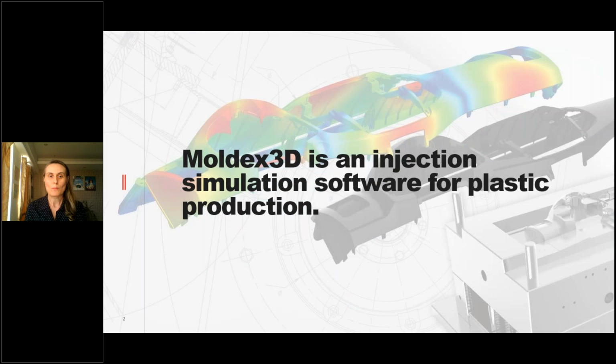So, Moldex3D is an injection simulation software for the production of plastic parts. What does it mean? Basically, if you look around yourself, you will see your computer, you will see your mouse, you will see your mobile phone, maybe a pen. Basically, all those items, they were manufactured with the injection process.